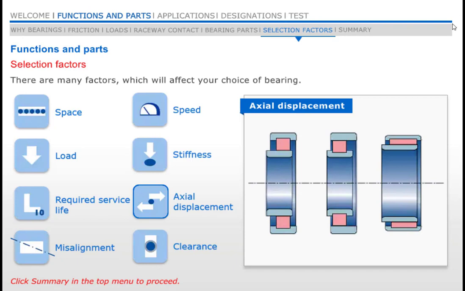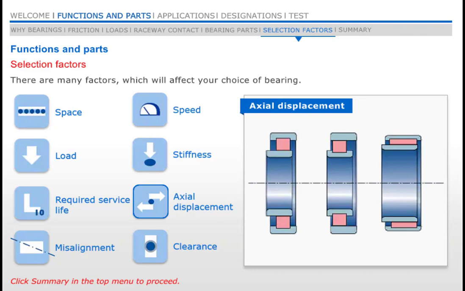Applications require bearings that allow the shaft to move axially relative to the bearing. This is called axial displacement. Most often, a shaft is supported by a locating bearing and a non-locating bearing. The locating bearing does not allow axial displacement and keeps the shaft in position. The non-locating bearing supports the shaft and allows displacement to prevent the bearings from being stressed.